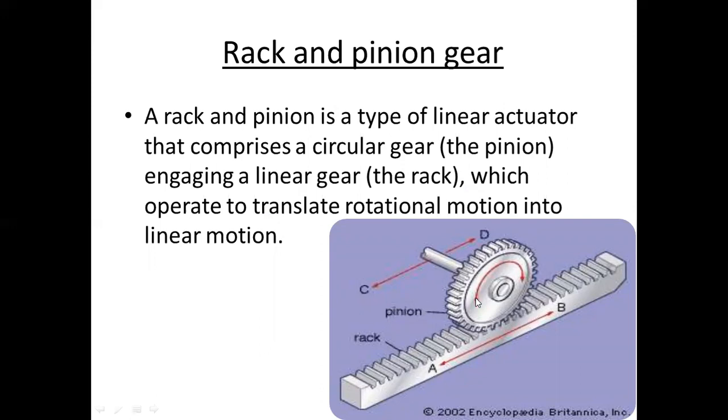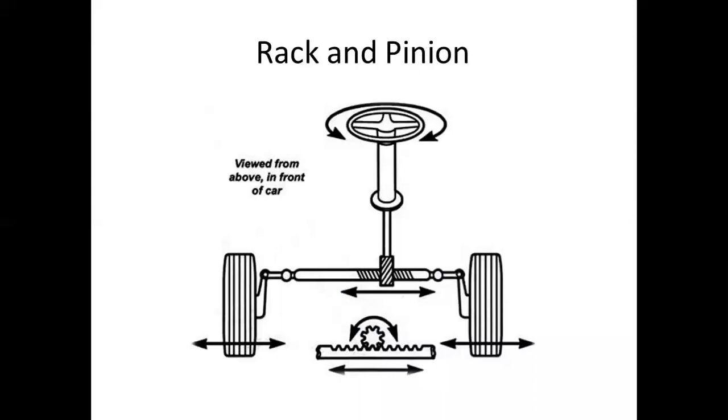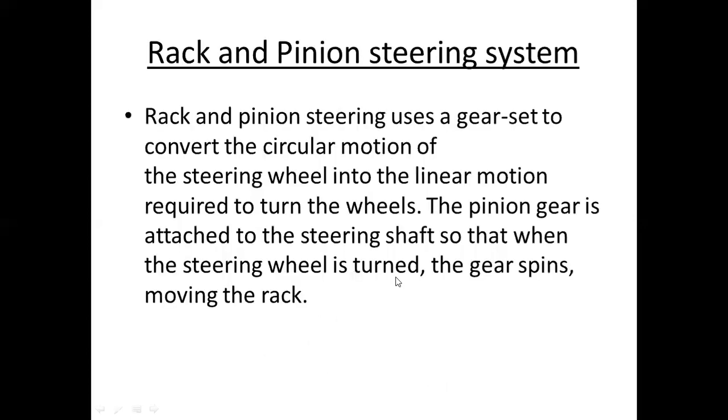How is it used? This is a view in front of the car. You can see this is the steering, and it gives rotational motion to the pinion. And this is the rack, which gives the linear motion. So the wheel is moved from the steering. Here we are using the rack and pinion. This is the rack and this is the pinion, as in the rack and pinion steering system.